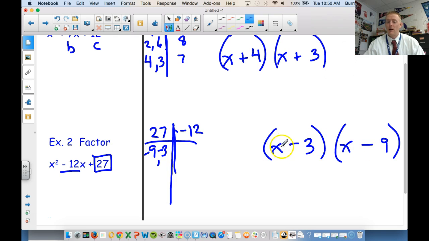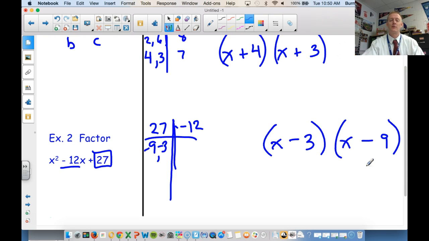Because I could have an x minus 9 and an x minus 3. I'm still going to multiply. And as we know from our properties, it doesn't matter which order you multiply in, because you're still going to get the same answer. All right, so folks, that's factoring.